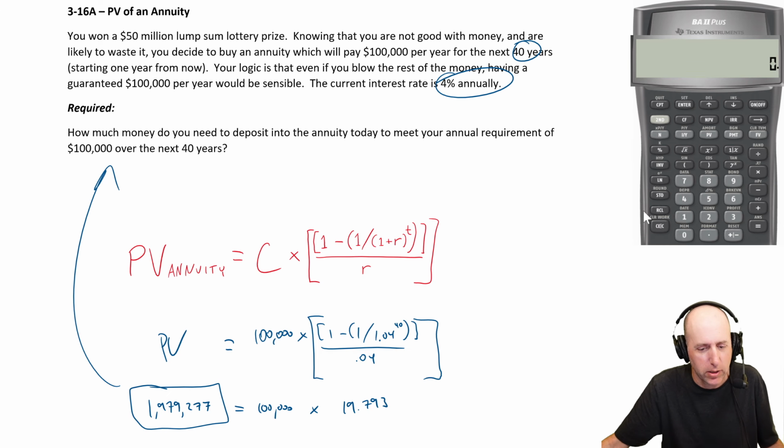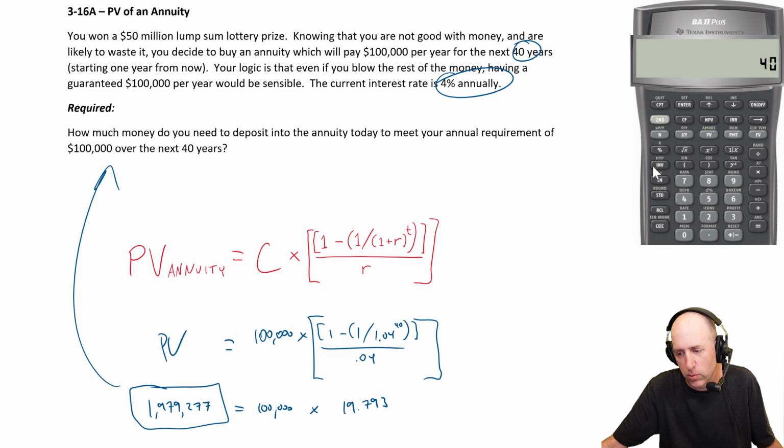Here we go. Let's put it in the calculator. So I'll just start with the N. It's 40 years, so 40 goes in as my N. My IY, 4% annual interest, so I put 4 in as my IY. My PV is what we are solving for. My PMT is how much we're going to be receiving on a regular basis. $100,000 is the PMT, and the future value will be 0. We're dripping this thing down to 0.